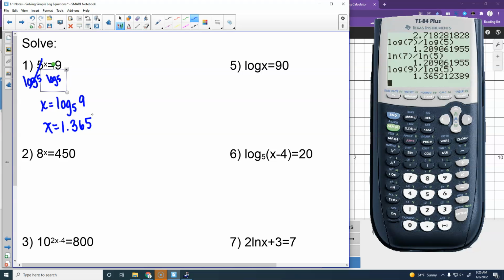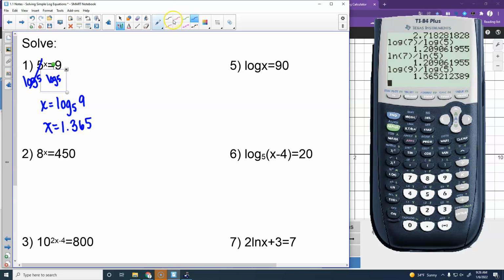The way AP does it as well, most of the time, is if you give me more decimal places, that's fine. So if you give me 1.36521238, that's okay, but make sure it's correct up to at least 3. Don't round it off more than that, unless I've told you otherwise.